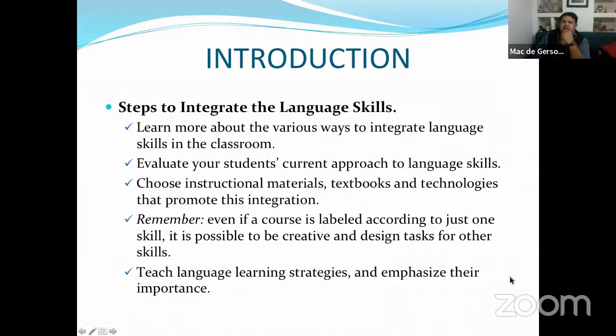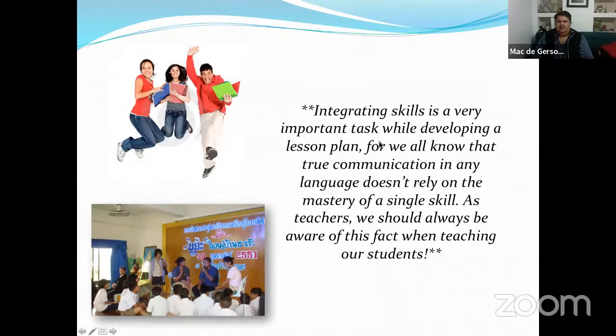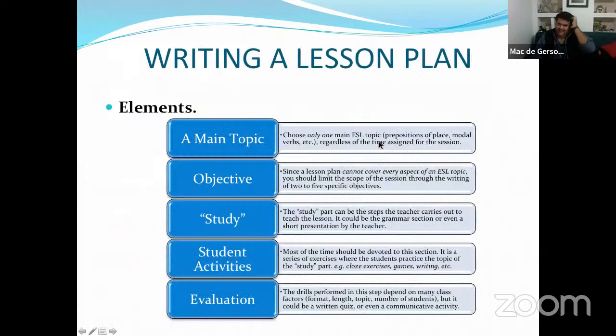The last one is the Madai. Yes, Madai, please. Me, teacher? Yes, please. Okay. Teach language learning strategies and emphasizes their importance. Good. Excellent. Very good. Okay, so these are the elements in a lesson plan. And we're going to discuss each one of them.